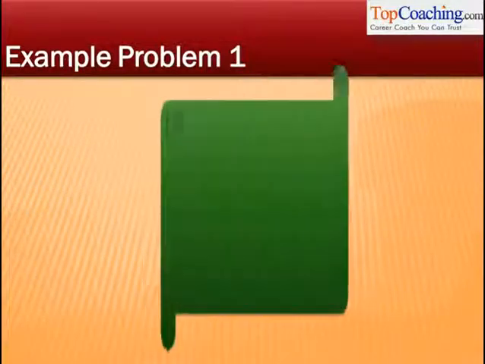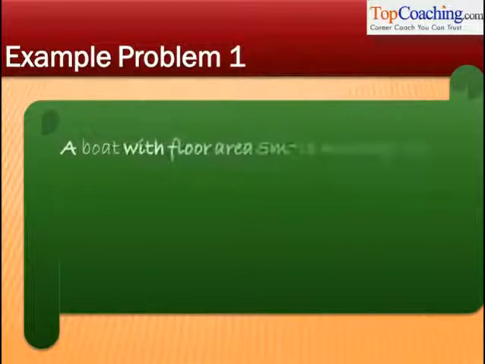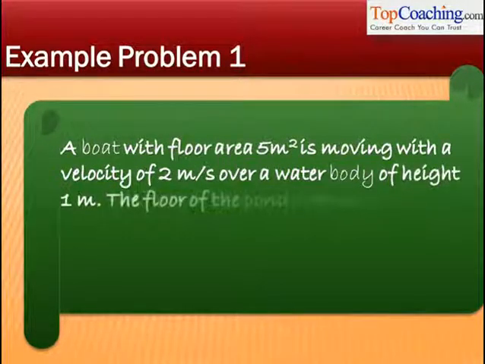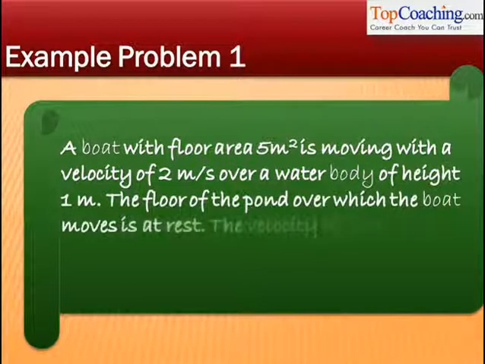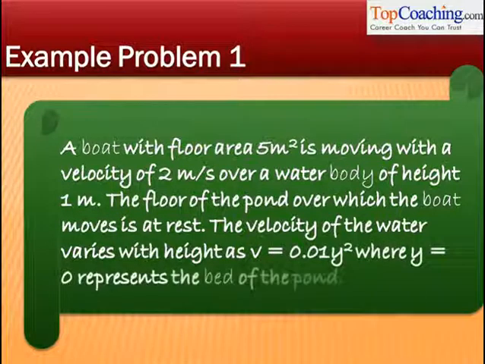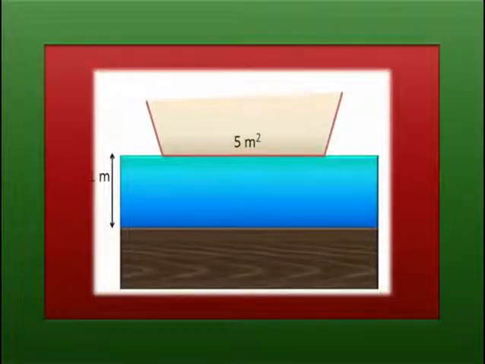Let's solve a problem. A boat with flow area 5 meter square is moving with a velocity of 2 meter per second over a water body of height 1 meter. The floor of the pond over which the boat moves is at rest. The velocity of the water varies with height as v equal to 0.01 y square, where y equal to 0 represents the bed of the pond. So there you go. This is what is happening.